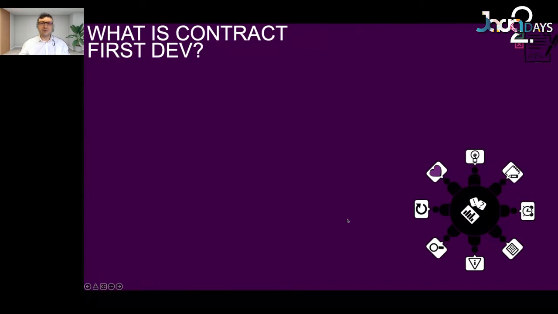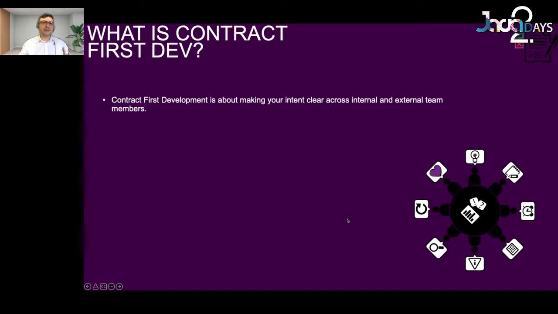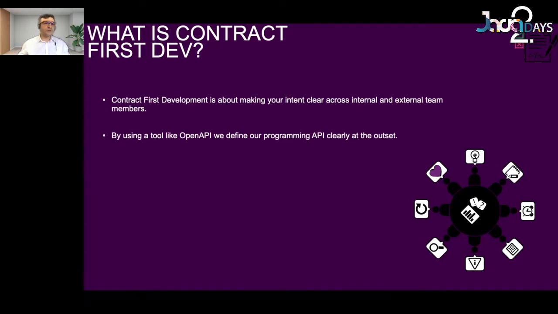So what is this contract-first development? Contract-first development is about making your intent clear across the team, both internal and external members. By using a tool like OpenAPI, we define our programming APIs clearly at the very outset.